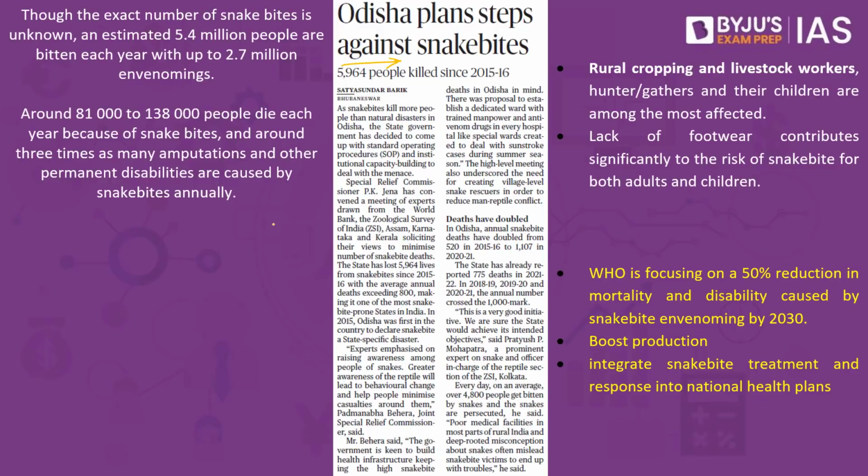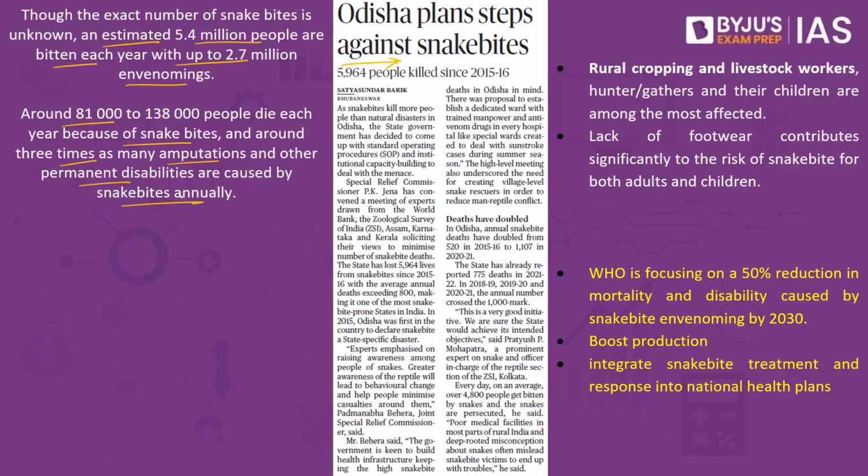If we look into the statistics, the exact number of snake bites is unknown in the entire world. An estimated 5.4 million people are bitten each year, with up to 2.7 million envenomings. Around 81,000 to 138,000 people die each year because of snake bites, and around 3 times as many amputations and other permanent disabilities are caused by snake bites annually. So this is one of the most neglected tropical diseases, and India is one of the countries which also has the highest mortality rate from snake bites, largely because of poor access to healthcare.